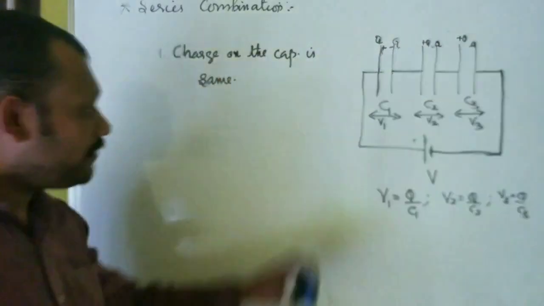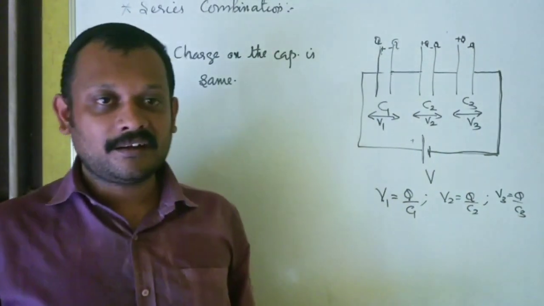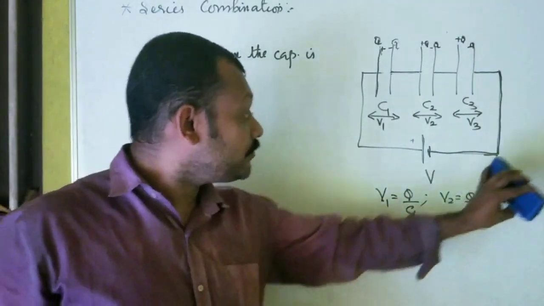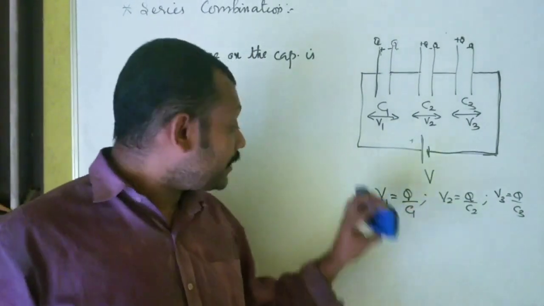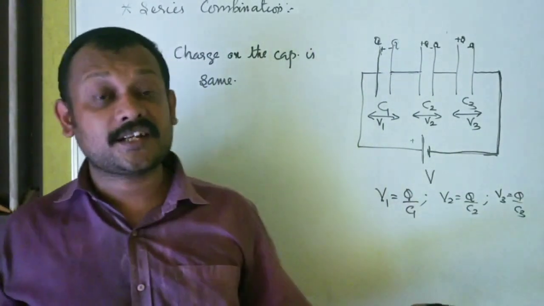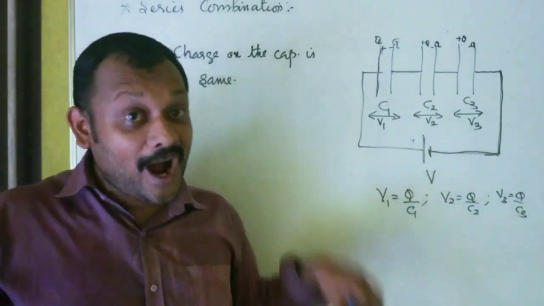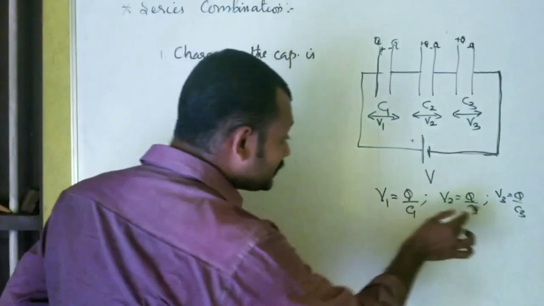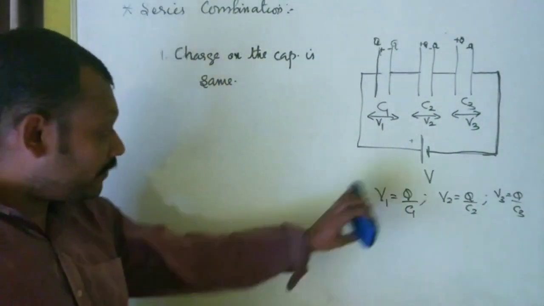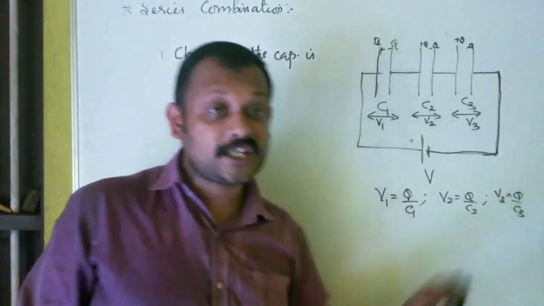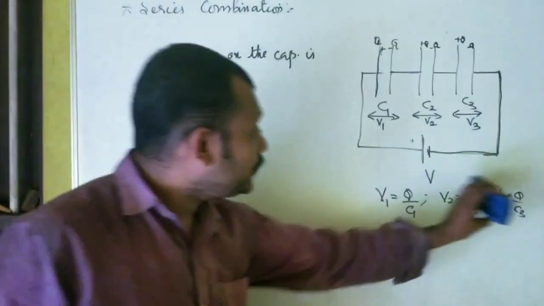Can I conclude that V1 is equal to V2 is equal to V3? The answer is no, I cannot. Why? Because C1, C2, C3 are different. C1 is different from C2, C2 is different from C3, so that means V1, V2, V3 are different.